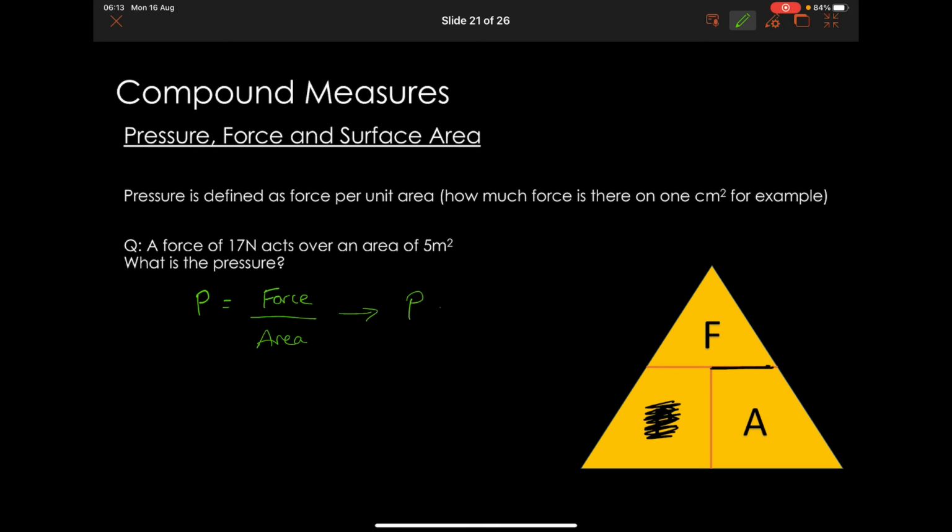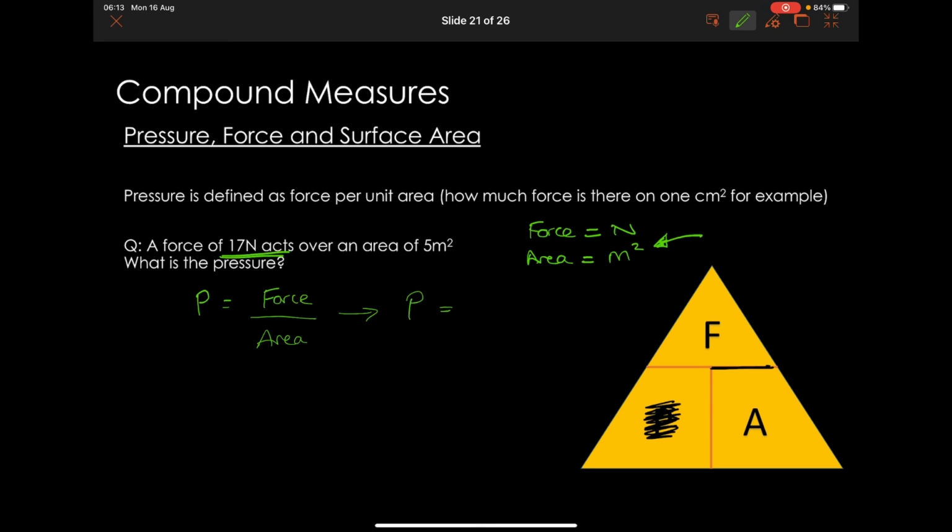So it wants to know the pressure. The force is the newtons, so let's write that down here. Force equals newtons. And then the area is whatever's written in meters squared. I'm not going to write 5 actually, I'm just going to write meters squared there, because it doesn't matter. That will be the area. Remember, area is always written in something squared. It could be centimeters squared, whatever, but in this case, it's meters.